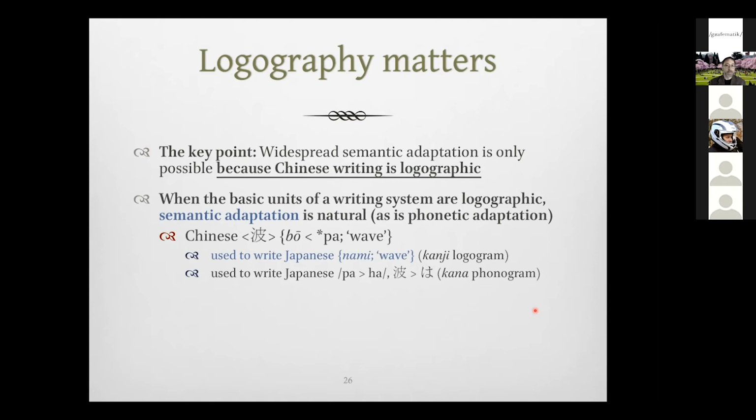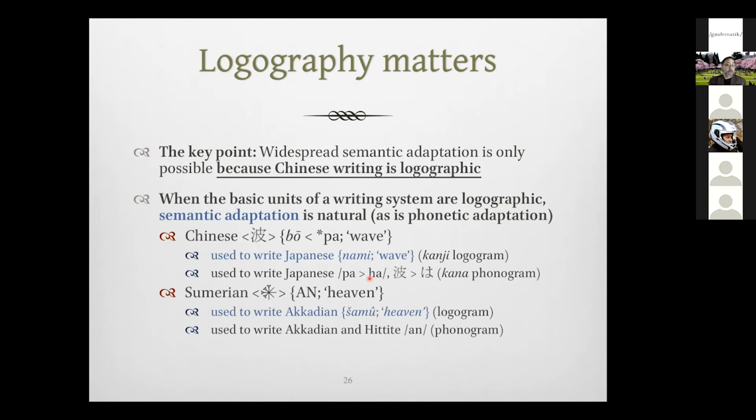When the basic units of a writing system are logographic, as they are in Chinese, semantic adaptation is a natural, automatic process. So the Chinese character that writes the word pronounced now in Mandarin as bo, meaning wave, gets used to write the Japanese word nami, meaning wave, as well as being used phonetically to write a syllable and ultimately develop into the kana graph that writes the syllable ha. And in parallel, the Sumerian sign that writes an, heaven, gets used to write the Akkadian word meaning heaven, as well as being borrowed in Akkadian or Hittite or other writing systems that have borrowed cuneiform to write the syllable an. So we get this double function of graphs that is the direct result of those graphs being part of a logographic writing system.